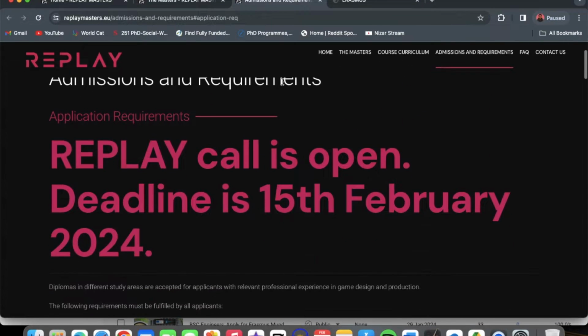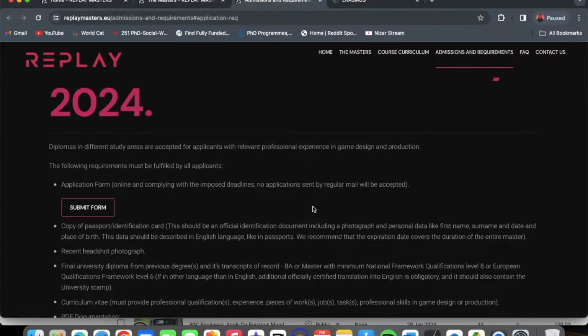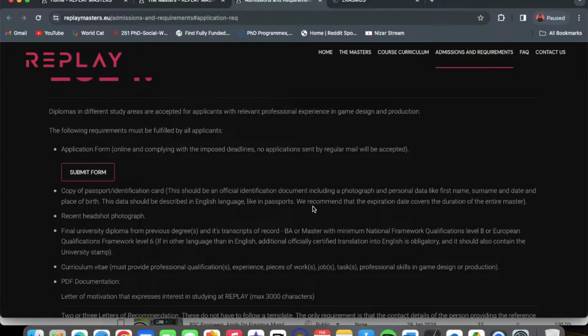Okay, so it is stated here again, REPLAY call is open. Deadline is 15 February 2024. Okay, so now let's read the application requirements. Diplomas in different study areas are accepted for applicants with relevant professional experience in game design and production. This implies that if you do not have any official qualification in game design, so far as you have the relevant professional experience in game design and production, you can always apply for this course.